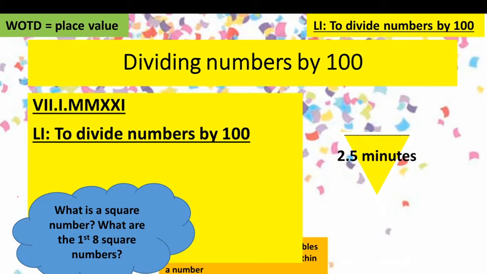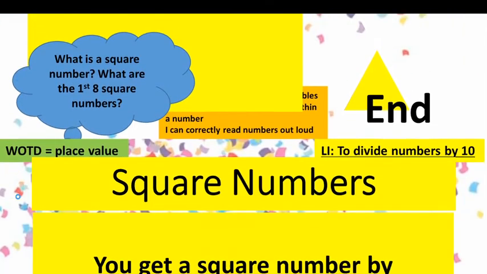So to start off with today, to warm up our brains, we're going to think about square numbers. And I would like you to just pause the video and I'll stop talking. Think about what a square number is and what the first 8 square numbers are. So just pause the video for a minute, see if you can figure out and calculate what the first 8 square numbers are. Okay, so we're going to go through that together.